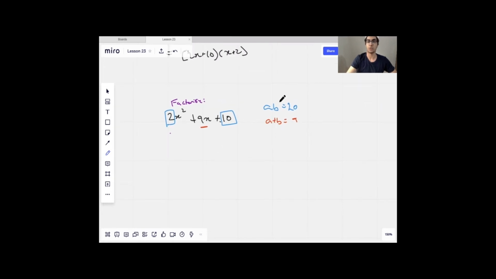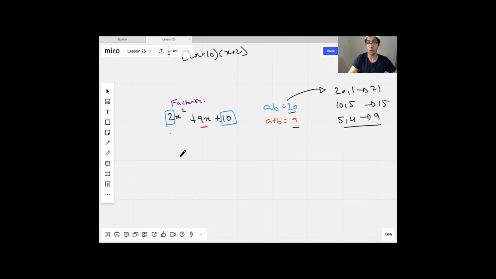Okay, AB equals 20. So let's think about it. We have 20 and 1, then we have 10 and 2, and we have 5 and 4. Remember, since both of these are positive, we only have to consider the positive pairs. So 10 plus 5 is 15, 5 plus 4 is 9. So 5 plus 4, 9, is the one we need.